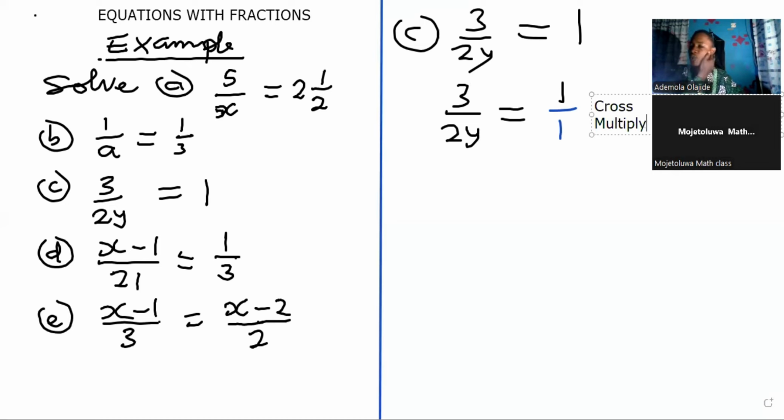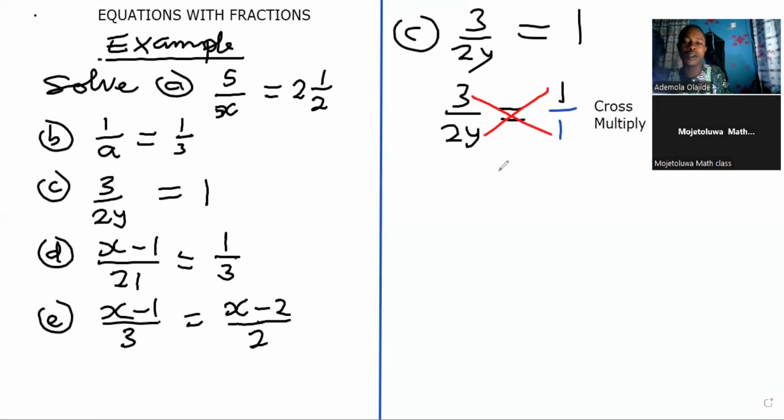And if I ask you, why do we cross multiply? Because we want to clear the fractions. Yes, we want to remove the fractions. Okay. And to cross multiply demands that the 3 up here will come and multiply this one, and this 2y will multiply this one. Is that not so?